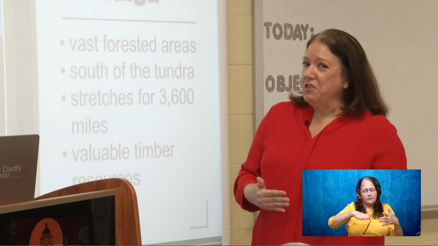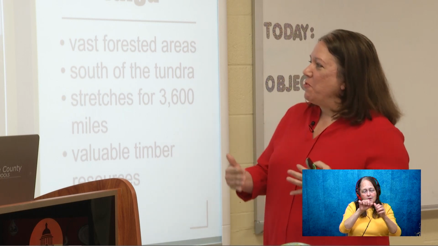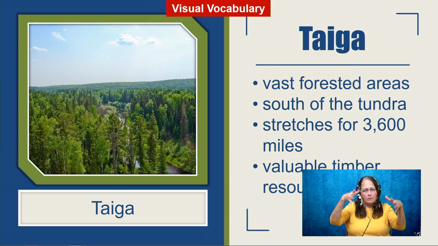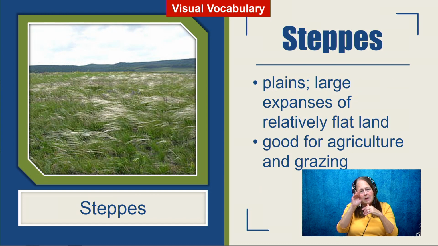If you've studied 7th grade science, you may remember from your biomes that the taiga region is a vast forested area that's south of the tundra. This stretches for thousands of miles, and these trees that are found here are very valuable timber resources. And then we have the steppe region. These are low-lying plains, large expanses of relatively flat land, and they tend to be good for grazing and agriculture.